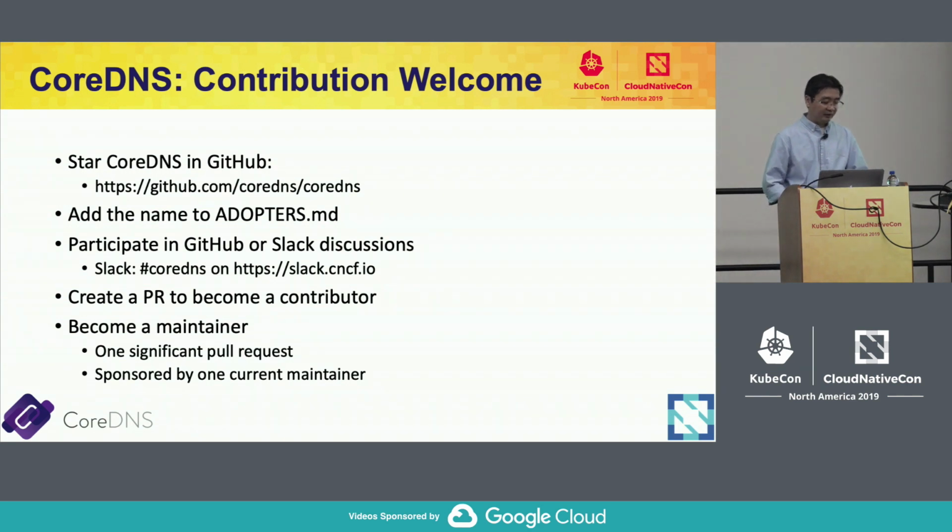The last but not the least is how to become a maintainer. Our standard to become a maintainer is actually pretty low, as long as you can contribute a significant pull request. Talking about a significant pull request, if you just fix a typo, that's probably not going to count. But if you can add additional functionality, and the pull request has been accepted, and you can find one maintainer to sponsor you, then we'll add you to the maintainer list.